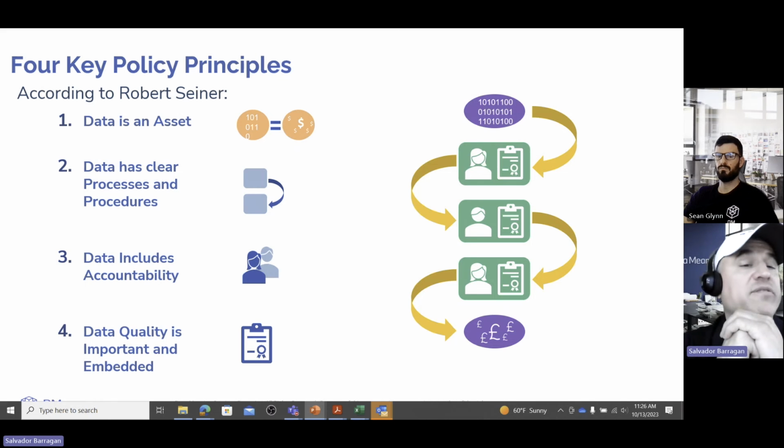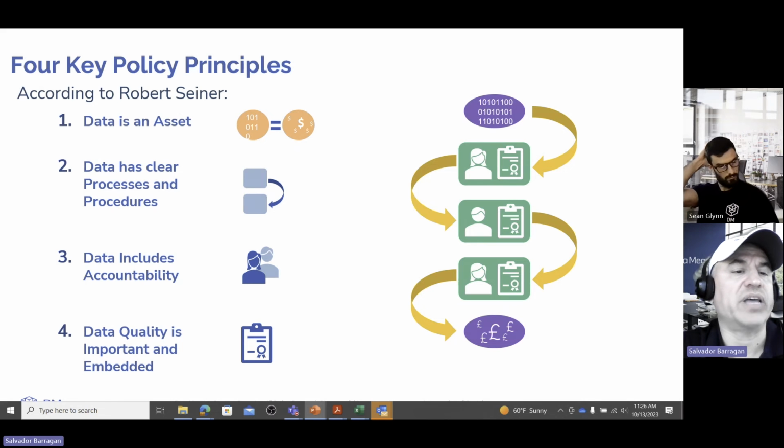So it may even have even more value than that. So data, the second one is data having clear processes and procedures. That is, I think, self-explanatory, because if there isn't any process or procedures around anything, it's going to fall apart. And data definitely has to have that.